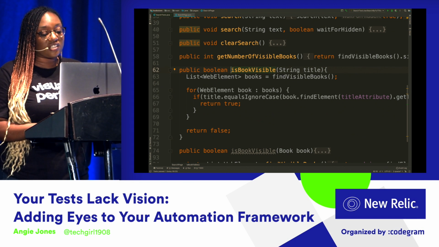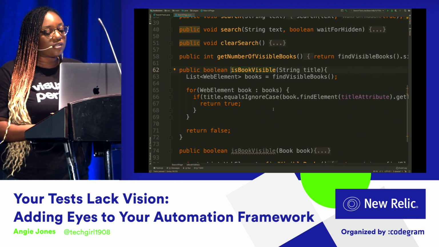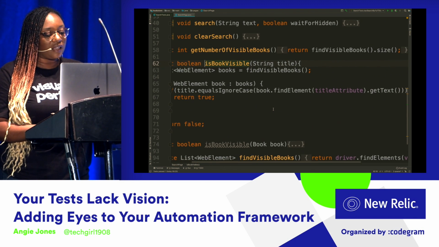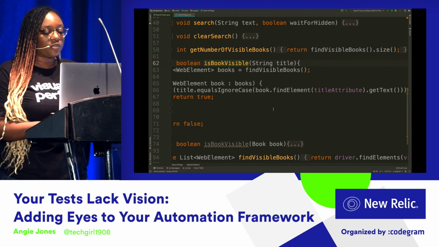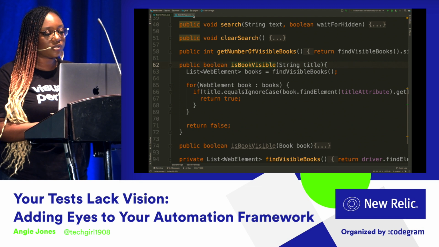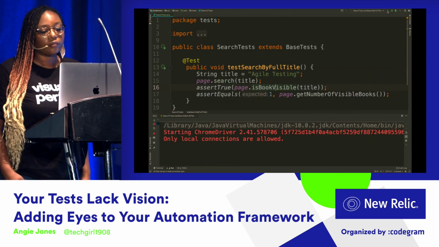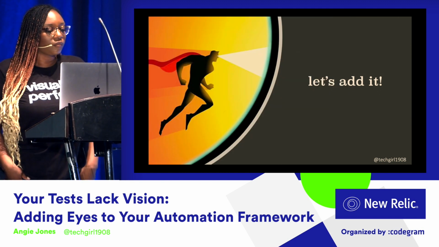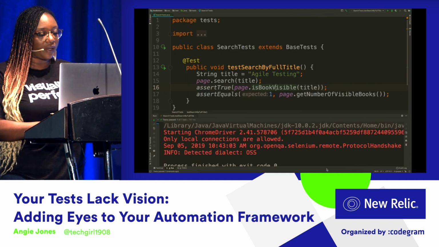So this is essentially just finding all of the visible books in the DOM, and it's going to traverse through those and compare the title with what was passed in. So if one of these books has the title, it'll return true. Otherwise, false. All right, so let's just run it. All right, it's done, it's good, everything's great, it's green, okay?